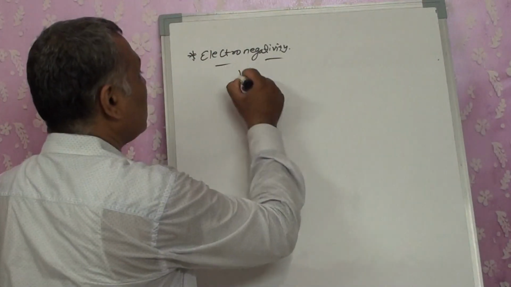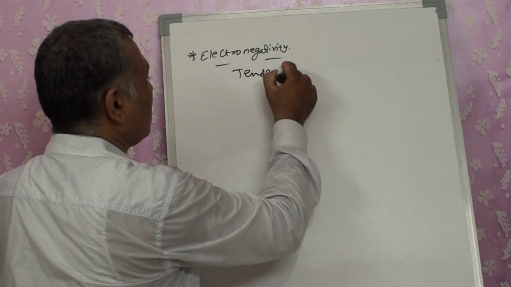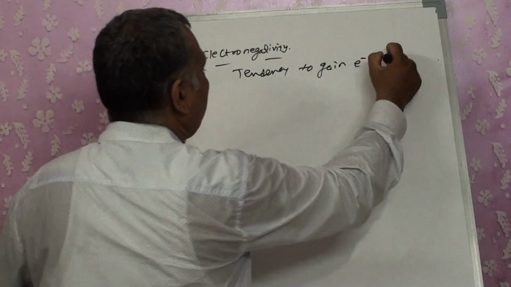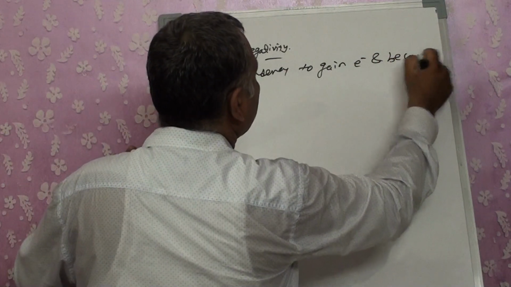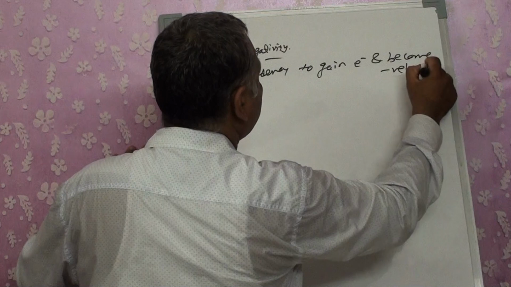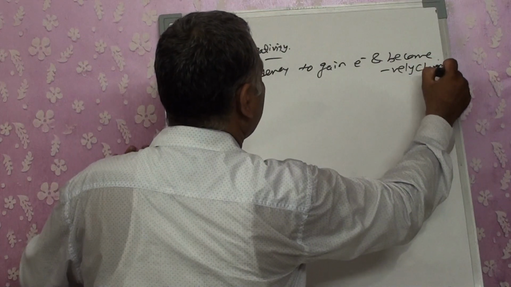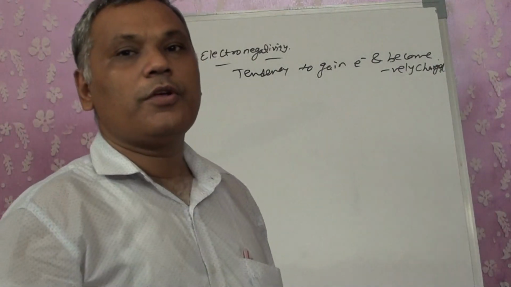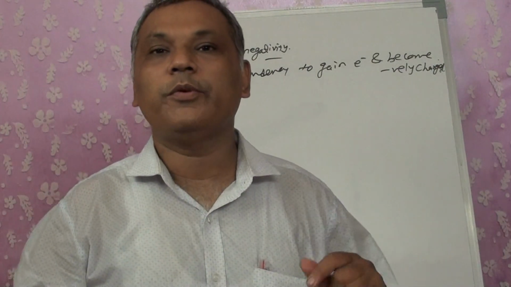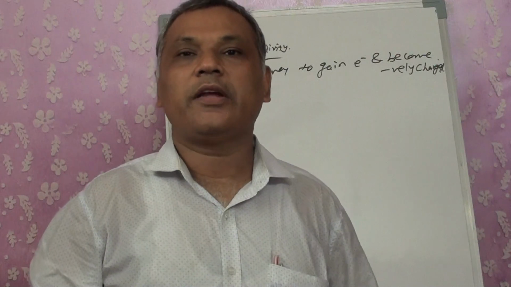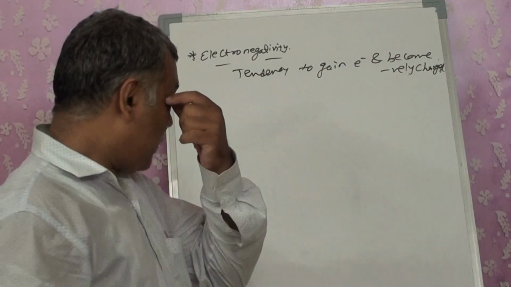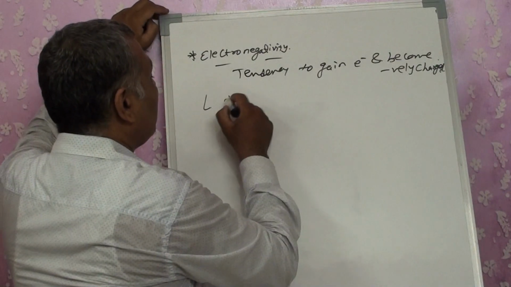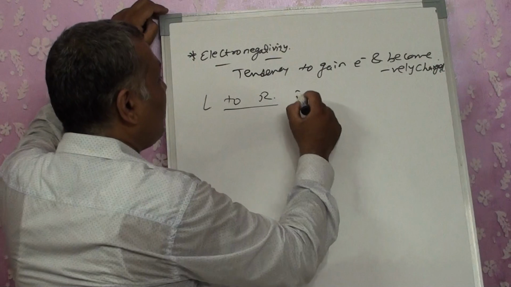Tendency to gain an electron and become negatively charged. Right? So those elements which have a greater tendency to gain electrons will be more electronegative. Those which have a lesser tendency to gain electrons will be less electronegative.